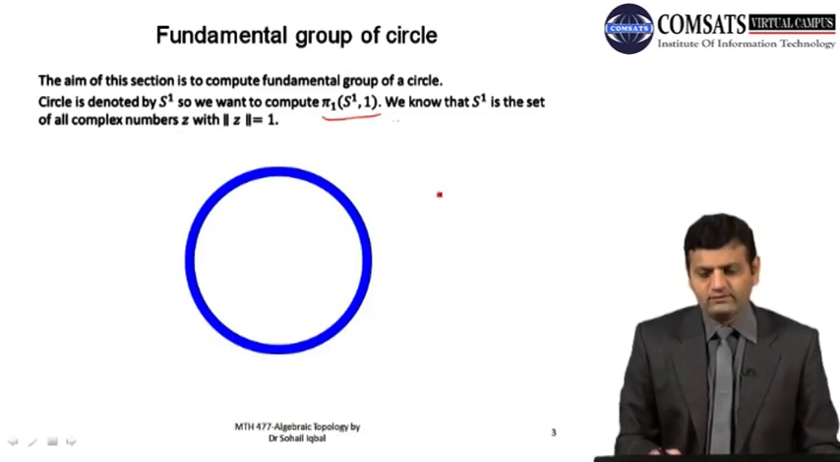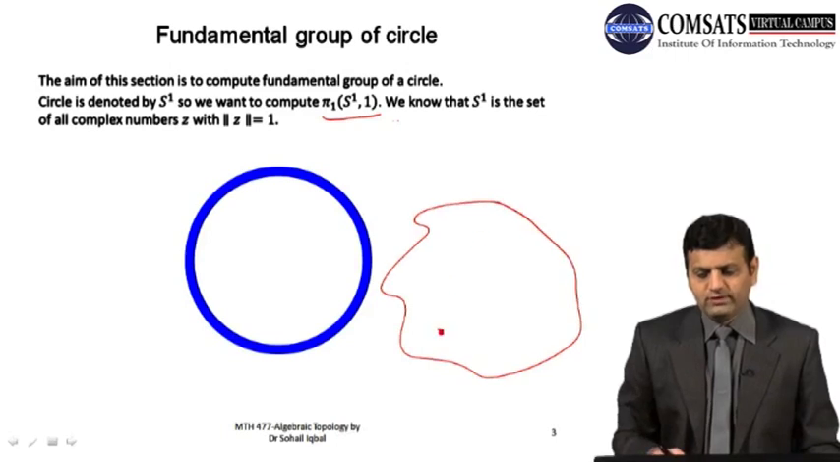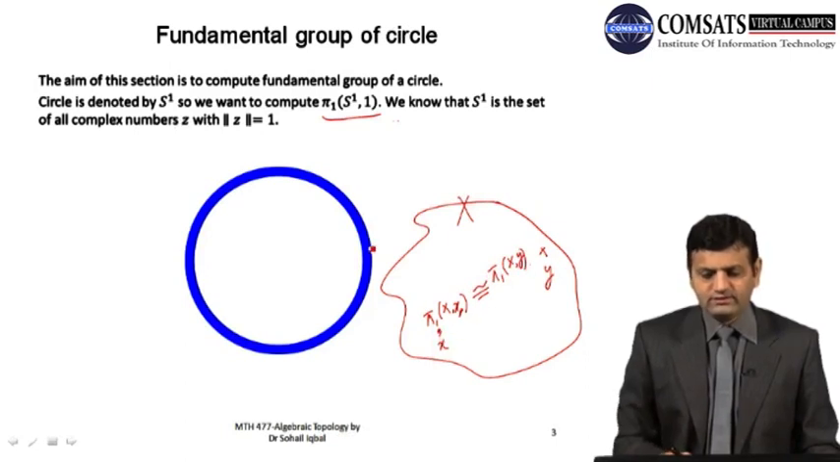We also know that if we have a space which is path connected, which means there is a path between any 2 points x and y, then the fundamental group pi 1 of this space at x is isomorphic to the fundamental group at y. Since S1 is path connected, we can take any point and calculate the homotopy classes of loops at that point, which is the fundamental group, and it's the same for each and every point of the circle.